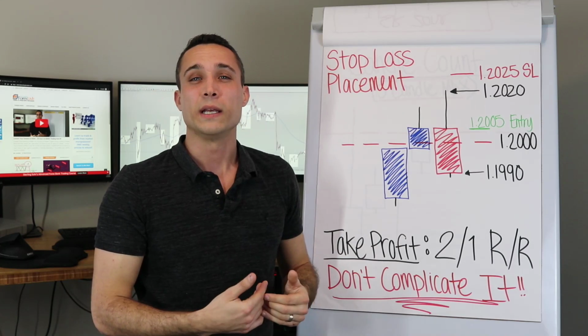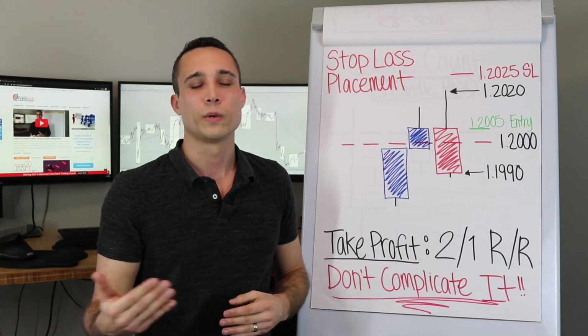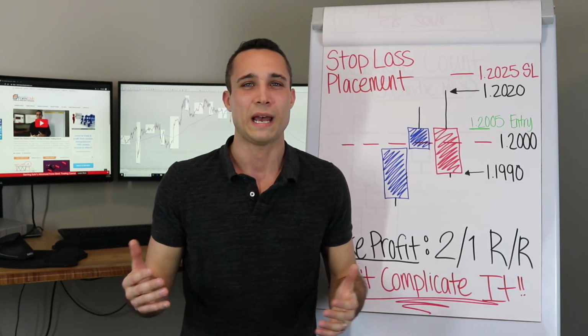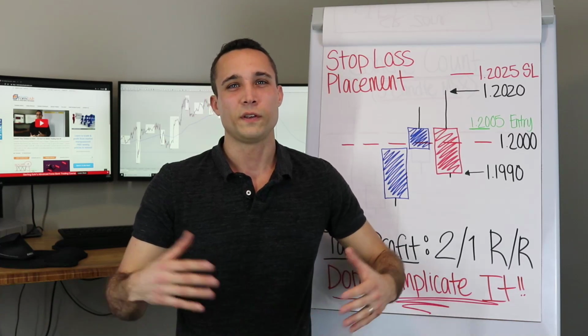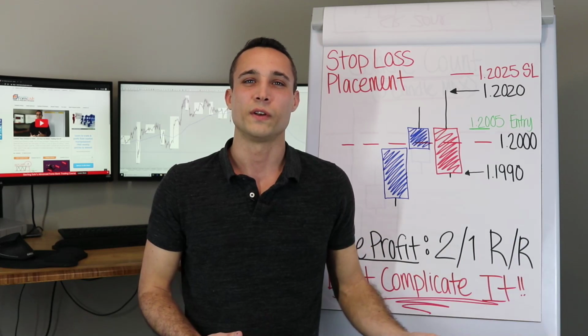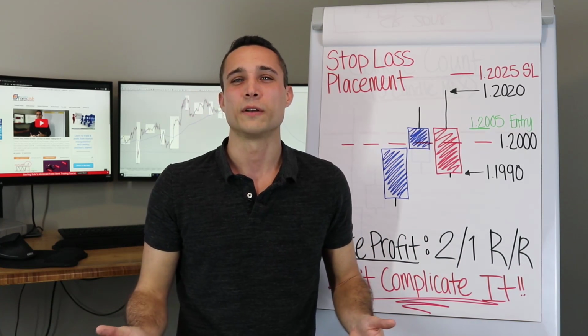Now the next thing you need is to put yourself in a situation where you can have a proper reward to risk ratio. A proper reward to risk ratio starts with having a good stop. If you have a 50 pip stop loss in an average daily range market that only moves 50 pips, well, trying to even get to 1-to-1 is going to be rather difficult.